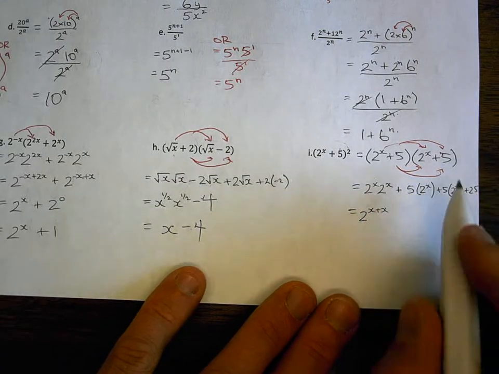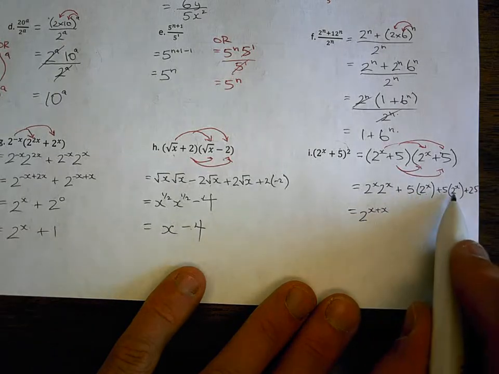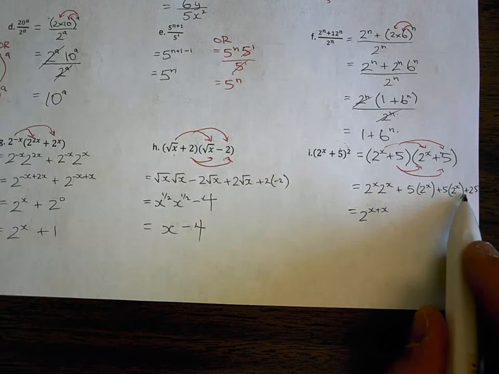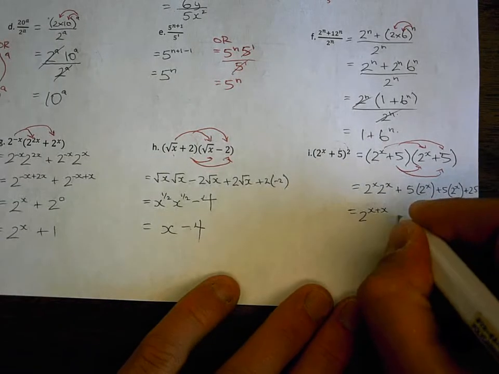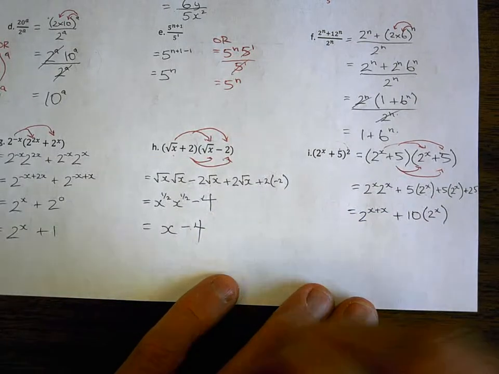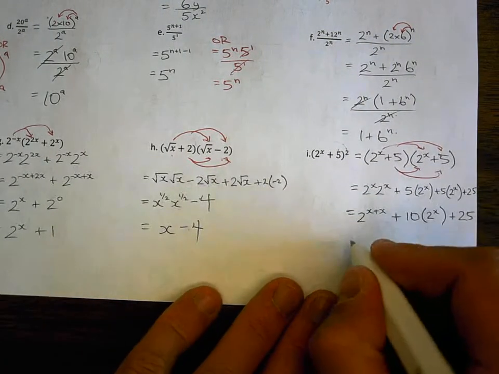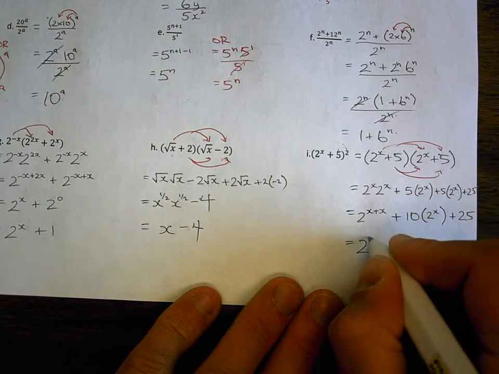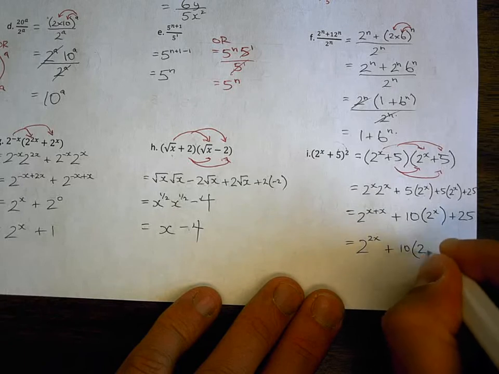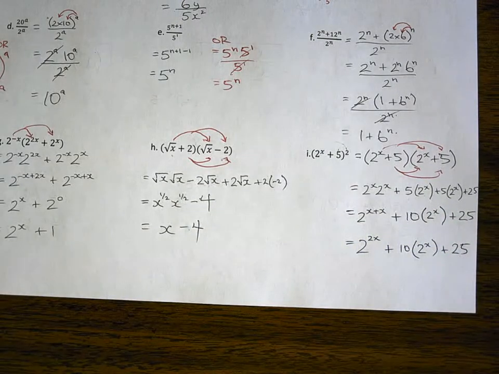Here I have 5 of something, so 5 times 2 to the power of x, and 5 of something. I always say, like, oh, if you have 5 apples plus 5 more apples, well, how many apples do you have? 10 apples. So I have 10 of 2 to the power of x and plus 25. So this x plus x is 2 to the power of 2x plus 10 times 2 to the x plus 25. And that's the most simplified form I can do there.